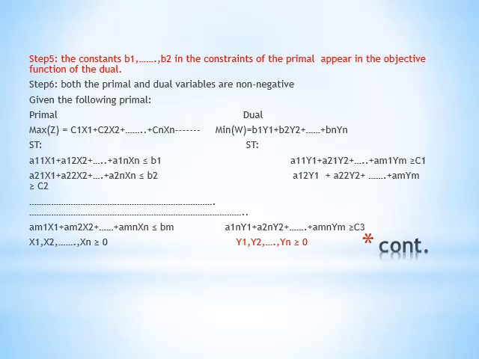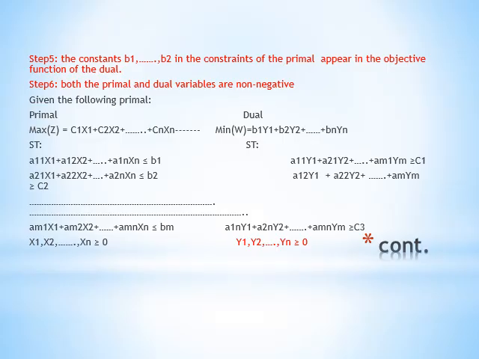Subject to: the satisfaction of this objective function is restricted by what? Subject to the first constraint, a11 x1 plus a12 x2 plus up to a1n xn less than or equal to b1.